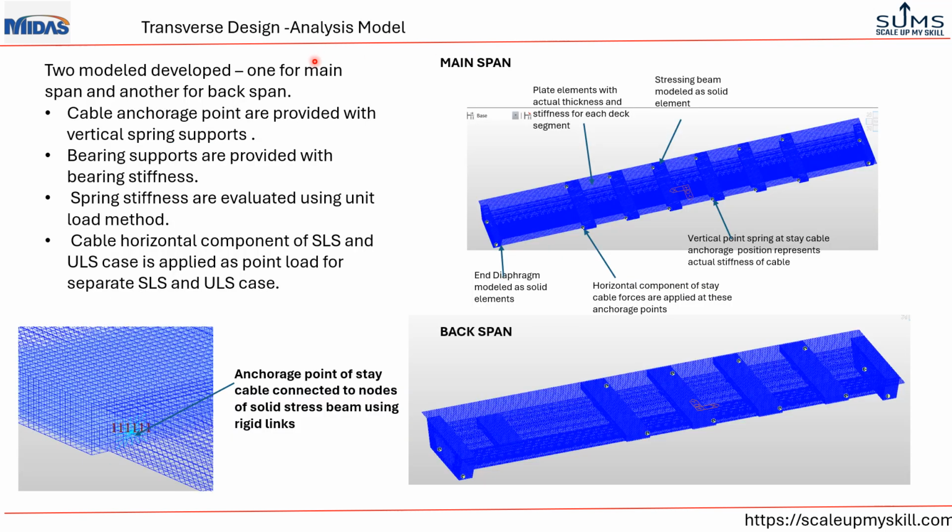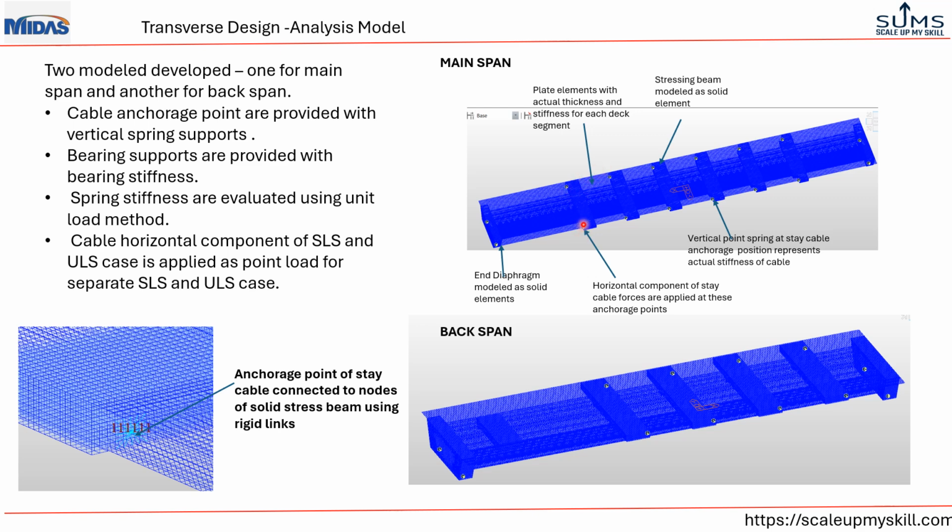Let's discuss the transverse design analysis model. The transverse design was carried out using two models. One model is for the main span, as you see here, and another is the model for the back span. For main span and back span, the strategy is the same. The plate elements are modeled as plate elements, and wherever the stressing beams and diaphragms are present, they are modeled as solid elements.